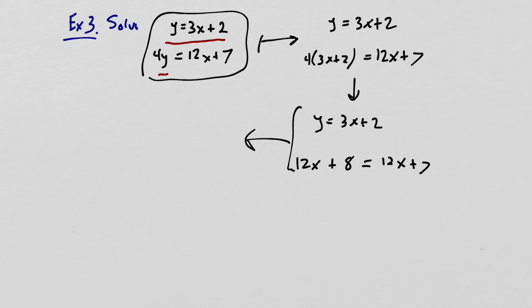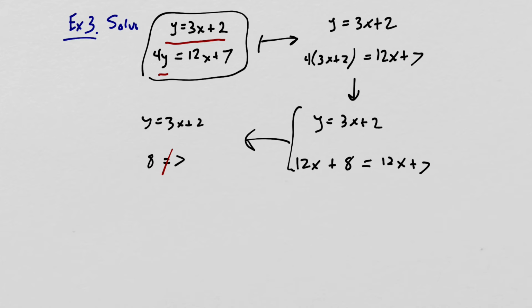So subtract a 12x on both sides, and in equation number 2, we see that this is going to just be 8 is equal to 7. And so this doesn't make any sense. And since we get a nonsense answer, this tells us that our solution does not exist. We have an inconsistent system.